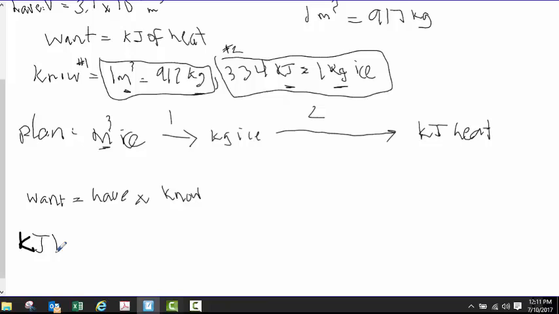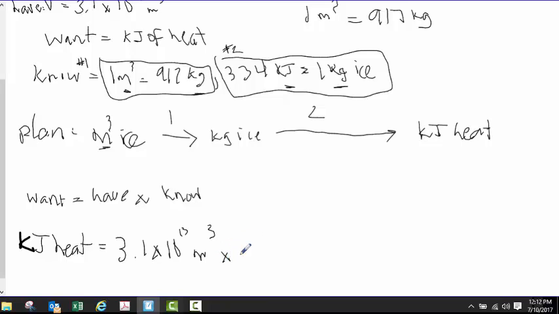Okay, and what I have is the volume of the iceberg. So that's 3.1 times 10 to the 13th meters cubed. Great. Okay, now times what I know. So this is where we're going to follow our plan.